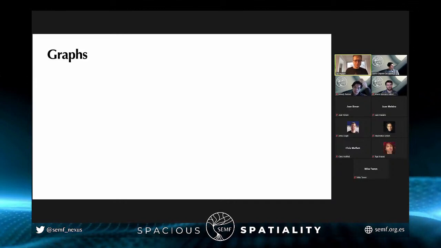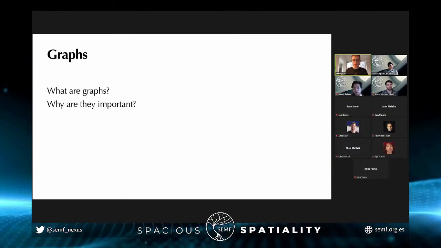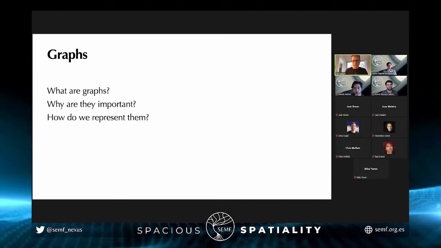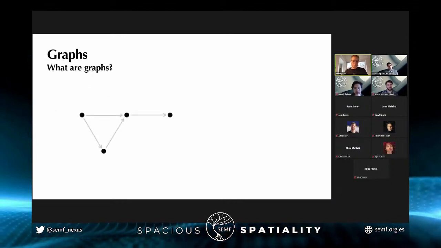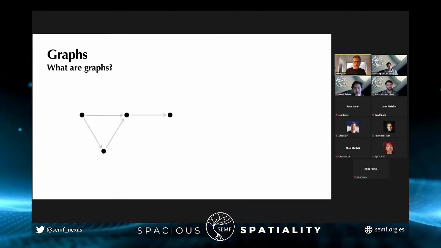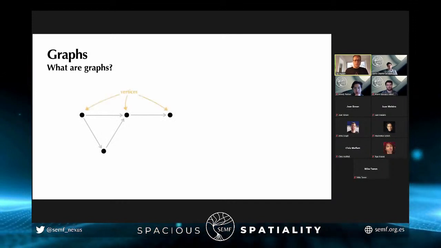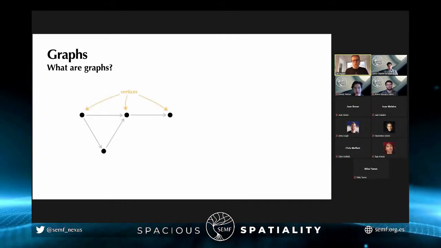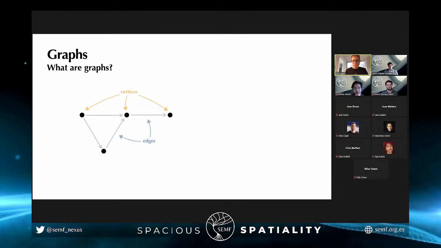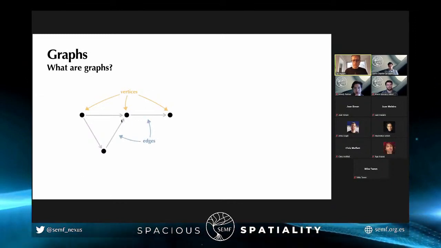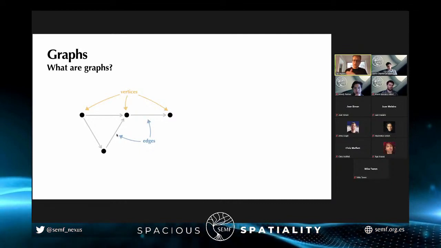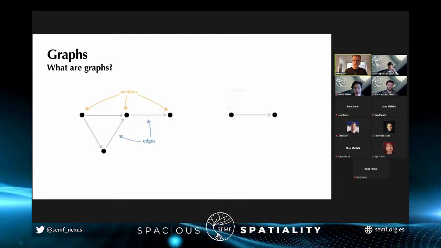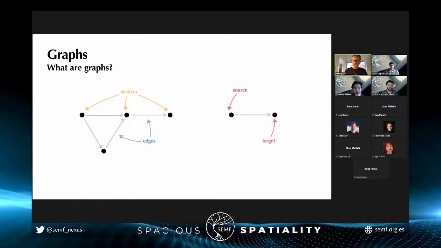Let's look at graphs. Okay, what are graphs? Why are they important? And how do we represent them? So graphs look like this. They're best understood visually, I think. These nodes are called vertices. These links between nodes are called edges. And you'll notice that there are little arrowheads here to indicate that these edges have a direction. There's a source and there's the target.